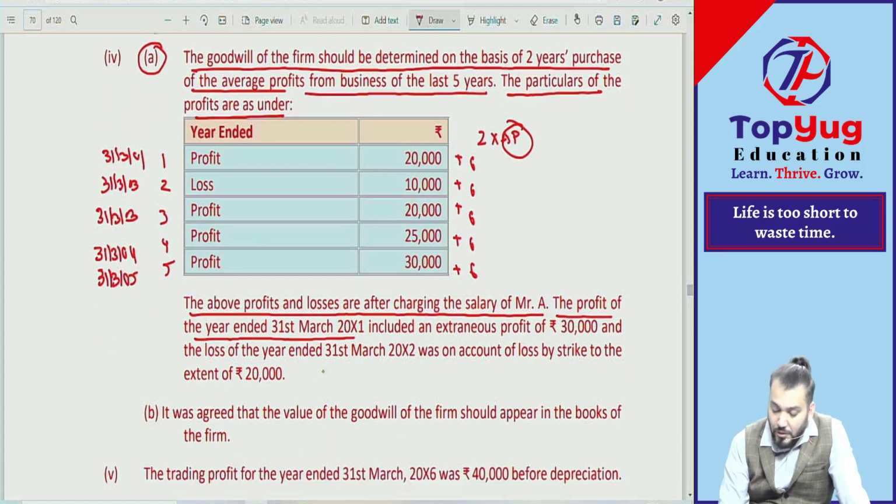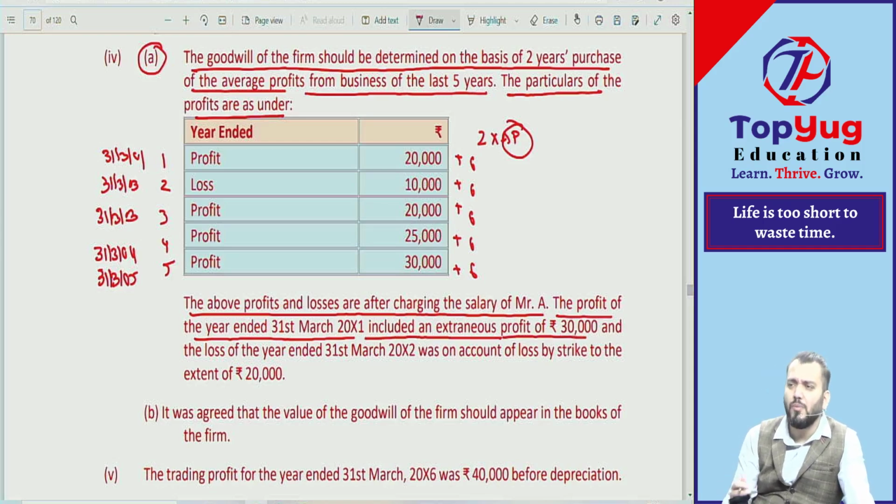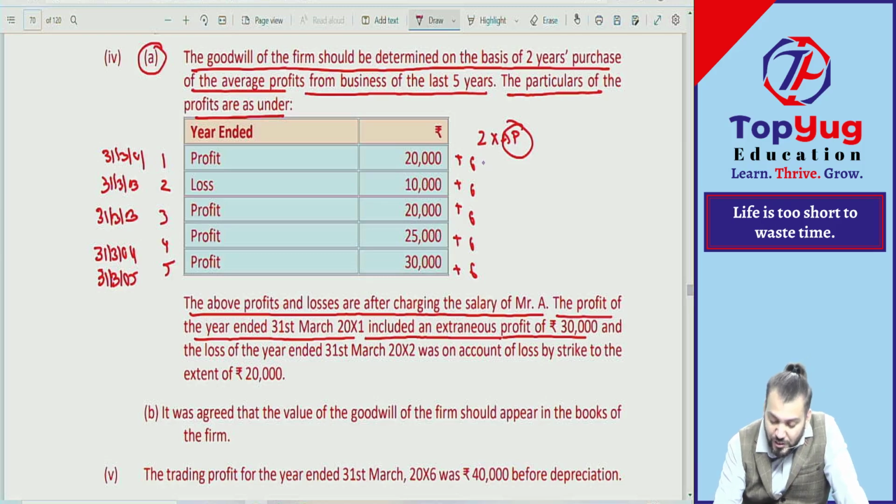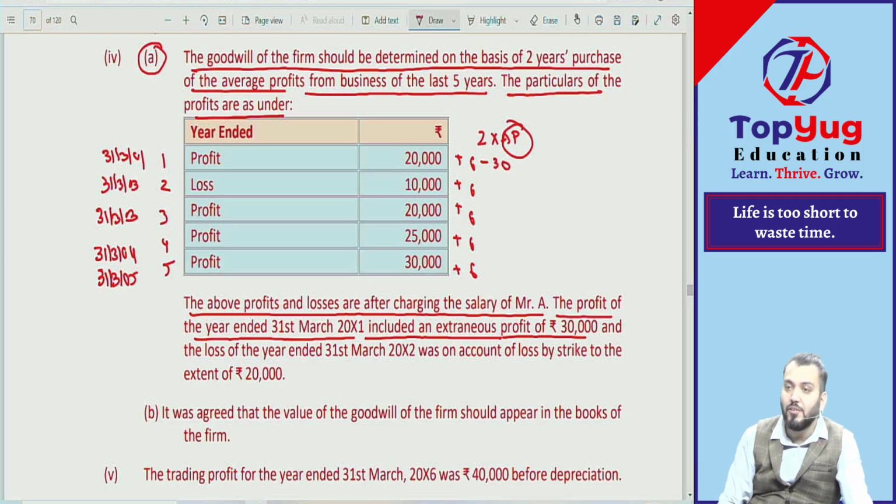Correct. So the profit of the year ended 31st March 2001 includes an extraneous profit, some abnormal, extraordinary profit of rupees 30,000. Extraordinary, abnormal profit is not recurring in nature, so in future it will not happen. We should eliminate such profit to find out future profit. So from this we will do minus 30,000. Understood?